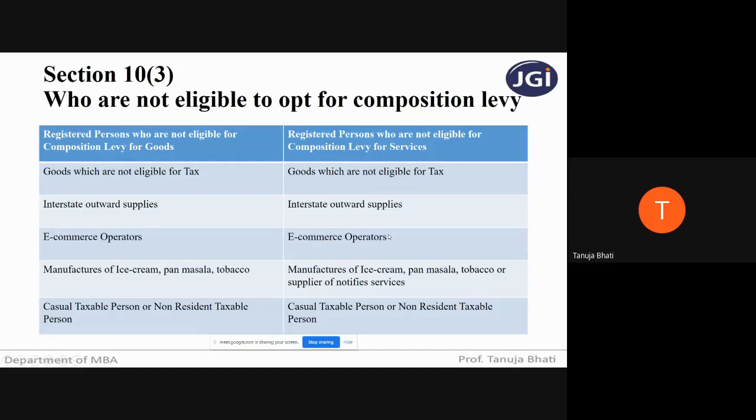Interstate outward supplies: any supplier who is providing services interstate, making interstate outward supply of services, cannot opt for composition levy. E-commerce operators: any person who is supplying any services through an electronic commerce operator and who is deducting tax at source cannot opt for composition levy. Manufacturers of notified products, again ice cream, pan masala, tobacco, or supplier of notified services. And again, a casual taxable person or non-resident taxable person who is providing services cannot opt for composition levy. So these are all persons who cannot opt for composition levy.